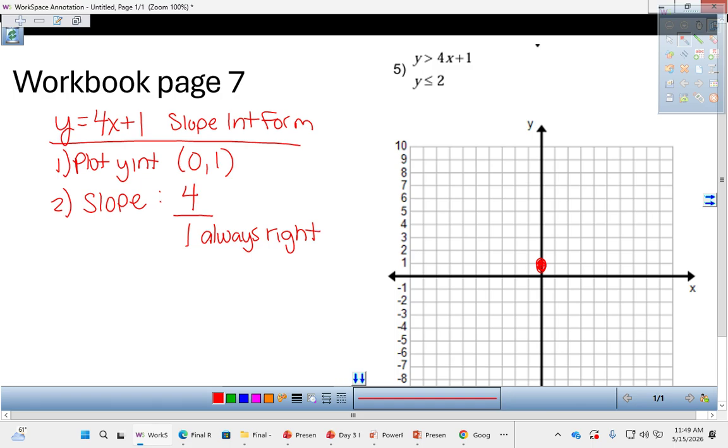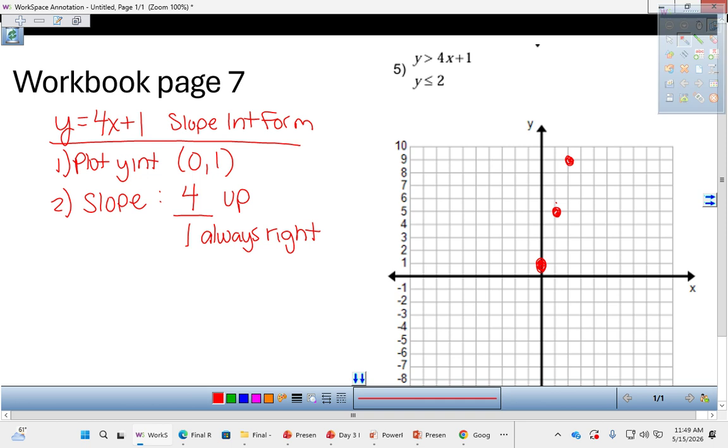Now, because the top is positive, because the 4 is positive, it's going to be an up. So from my point at 1, I'm going to go up 4, 1, 2, 3, 4, and right 1, and that's where my next point is going to fall. I can do that again, up 4 over 1. You don't have to though, it only takes 2 points to make a line.